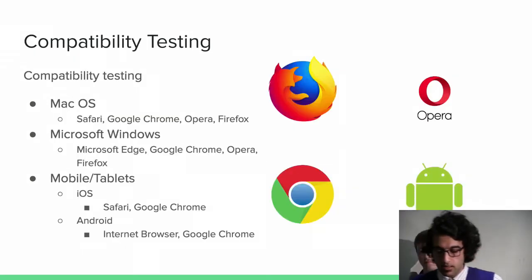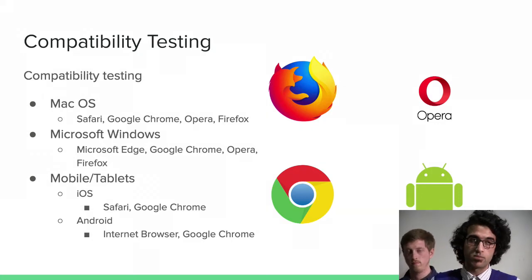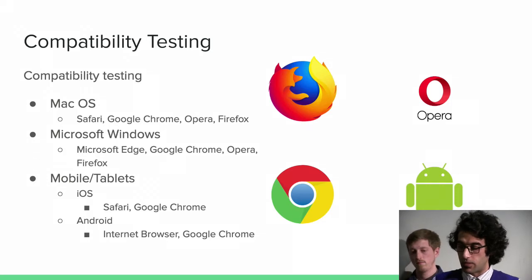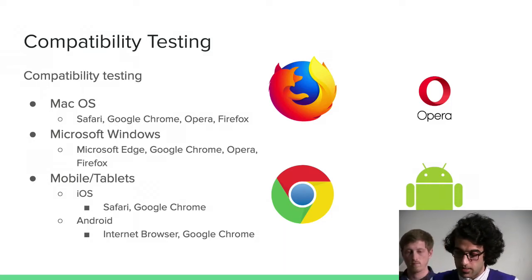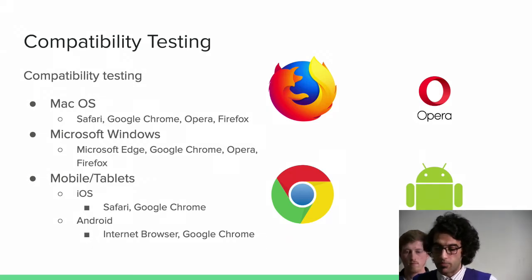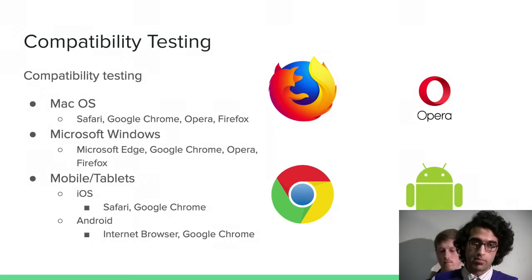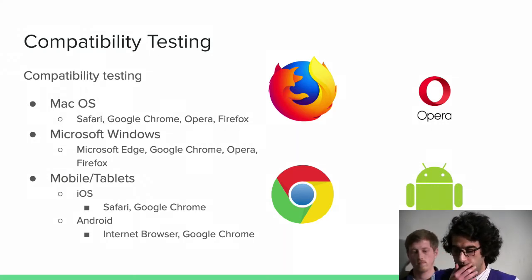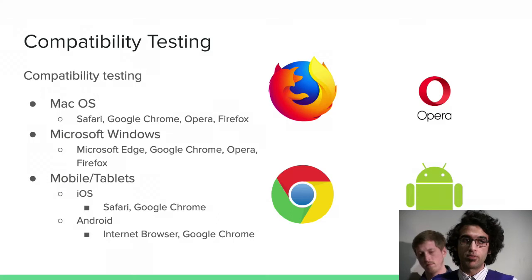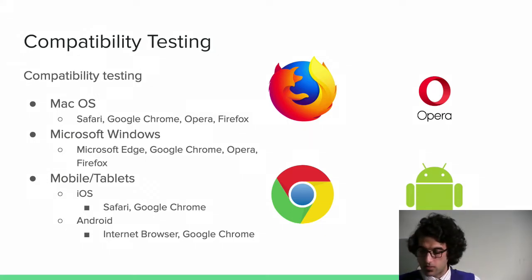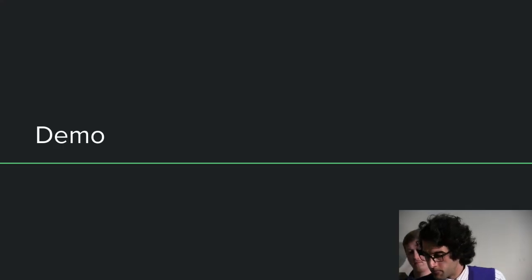For compatibility testing, there are so many platforms that we support just because the TOPS user base can be really broad, so we want to make sure that we cover all of our bases. For Mac OS and Windows OS, we support pretty much the same browsers with the exception of Safari being for Mac OS and Microsoft Edge for Microsoft Windows. For the mobile and tablet devices, we support both iOS and Android with Safari in iOS and Internet browser in Android. Now Melissa's going to walk you through the demo.